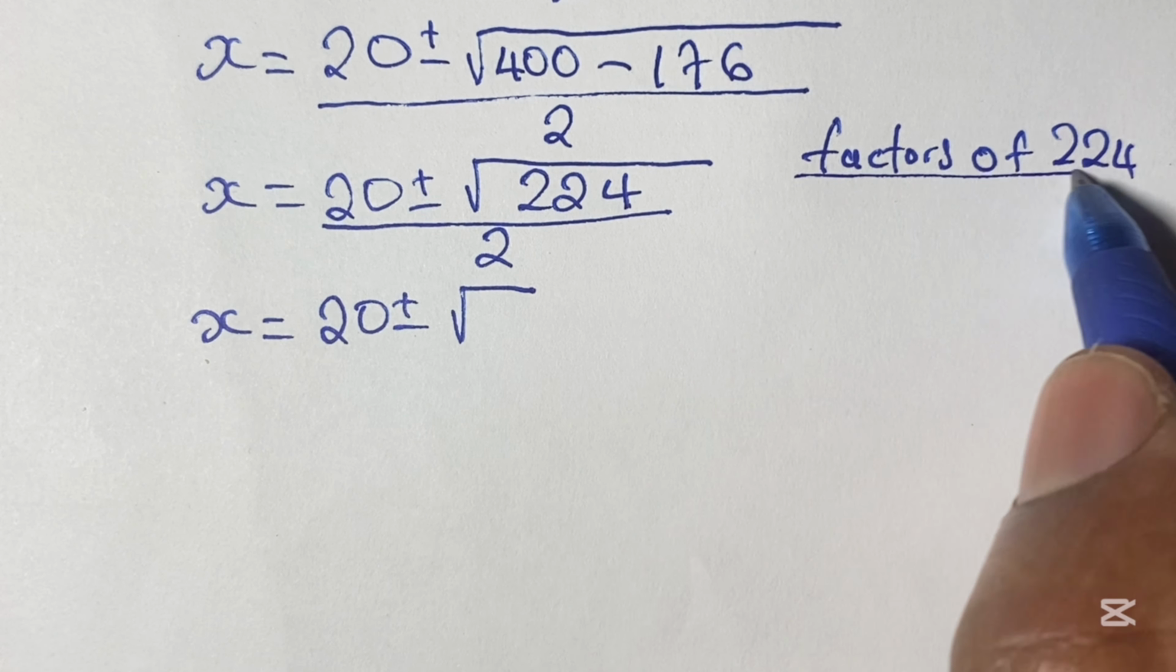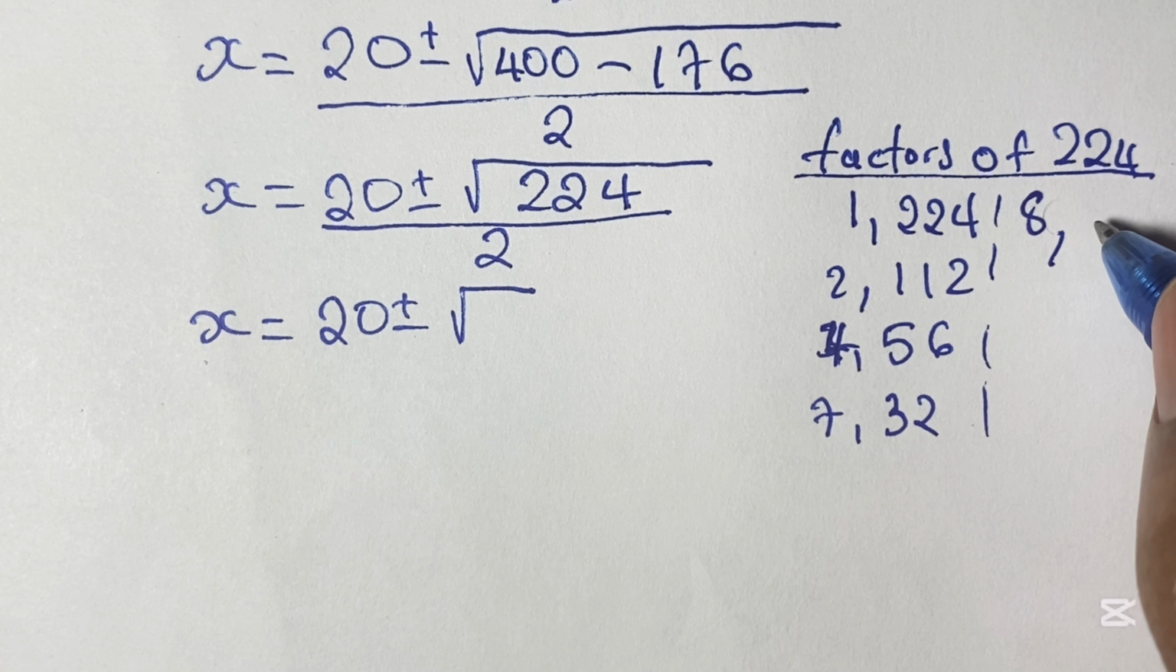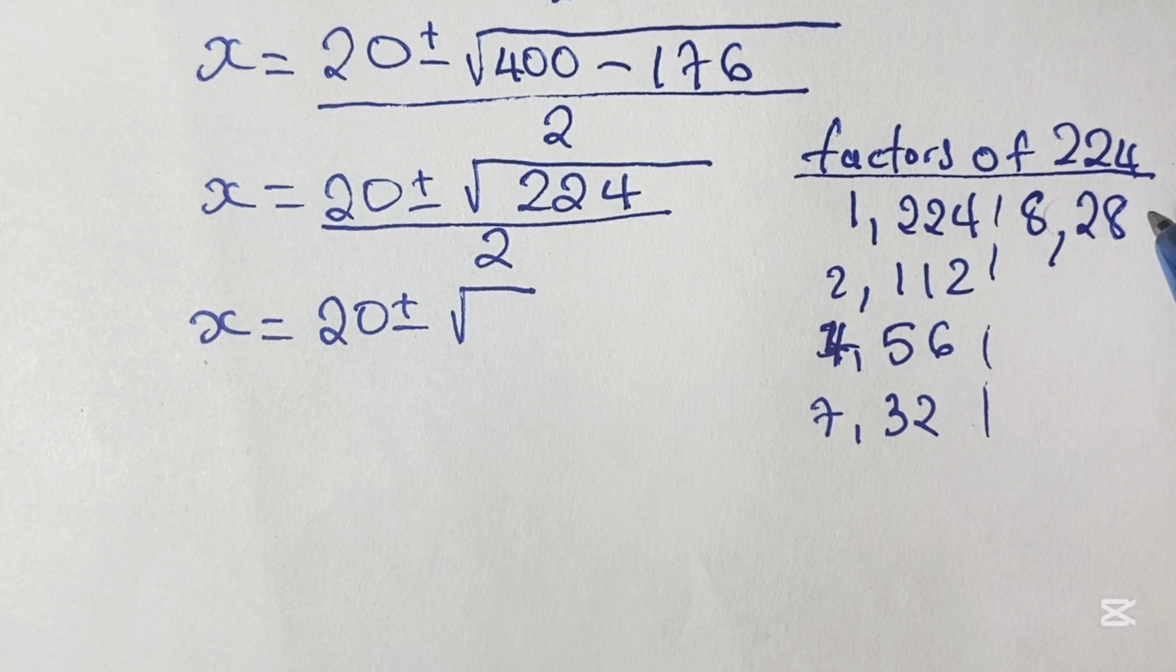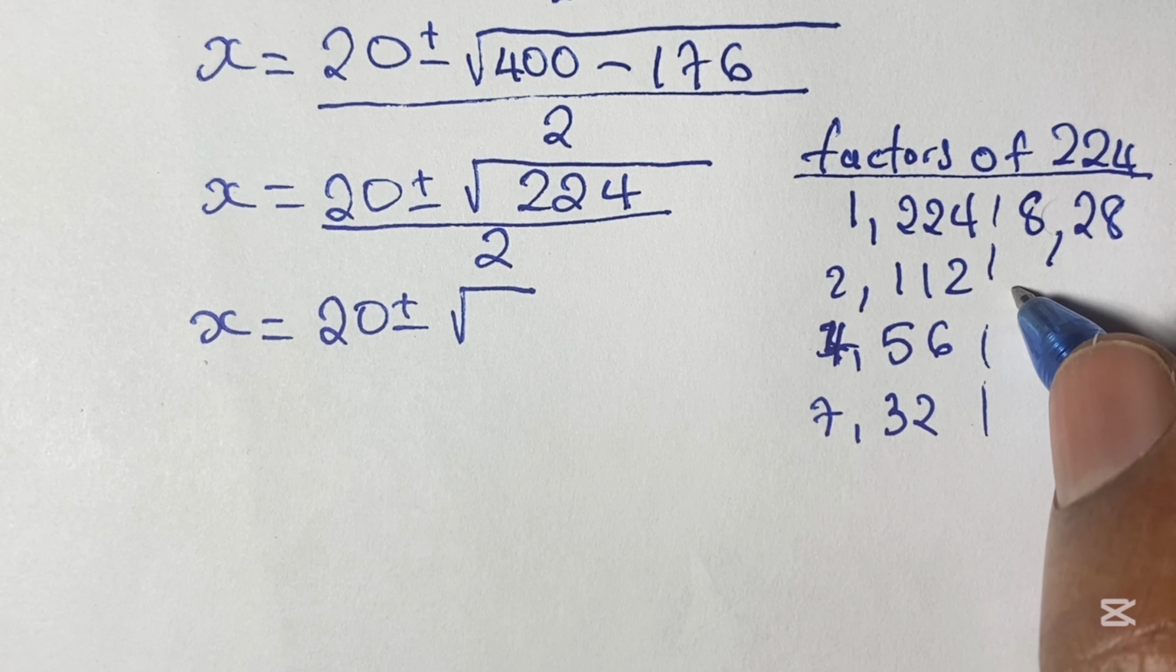We have 7 and 32, we also have 8 and 28, and we have 14 and 16. As we can see here, 14 and 16 is our lowest pair, so we're just going to choose this pair. And we write this out as follows: the root of 16 times the root of 14, all over 2.